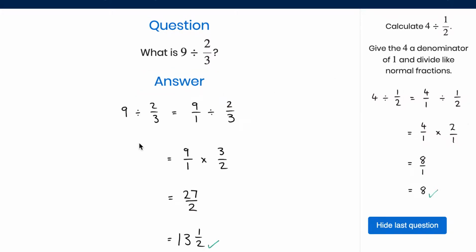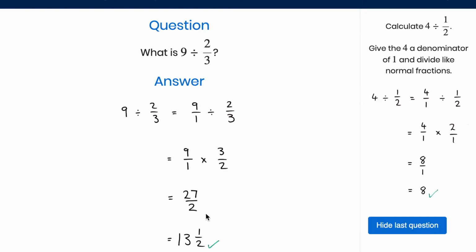Again, give the 9 a denominator of 1 and divide. So 9 divided by 2/3 is the same as 9 over 1 divided by 2/3. And so to divide these two fractions, we simply flip the second fraction and multiply to get 9 over 1 times 3 over 2, which becomes 27 over 2 because 9 times 3 equals 27 and 1 times 2 is equal to 2.